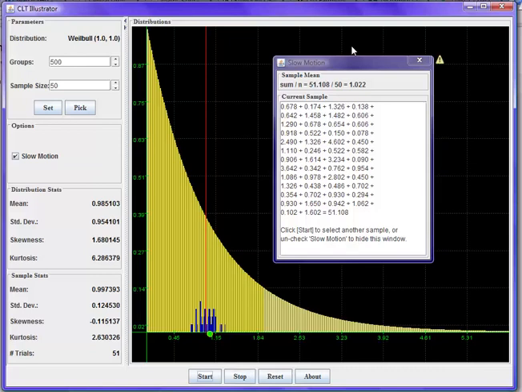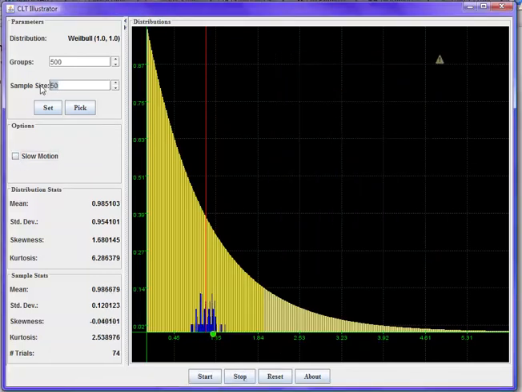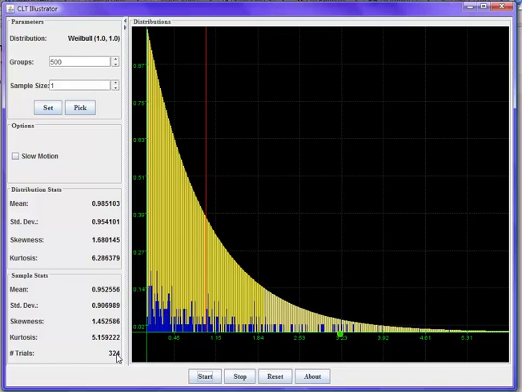Now let me show you what happens when I just let this go. When my sample size was 1, set, and I'm just going to let this sample. And look at the trials right here. We're up to 100 trials, almost 200 trials, and it's all over the place. It's just randomly sampling the distribution. It doesn't really look like much, okay?